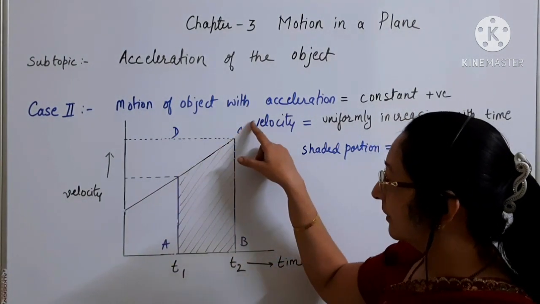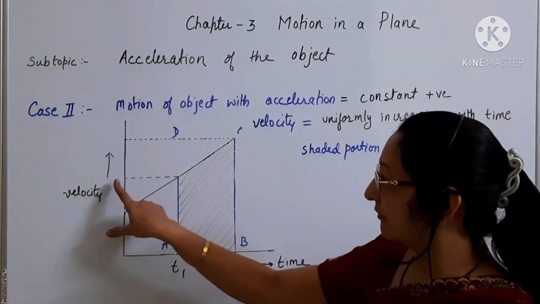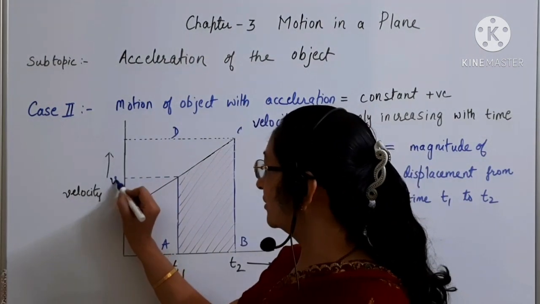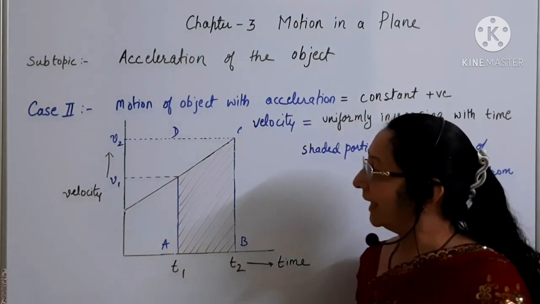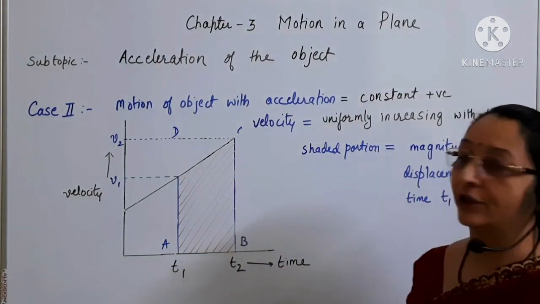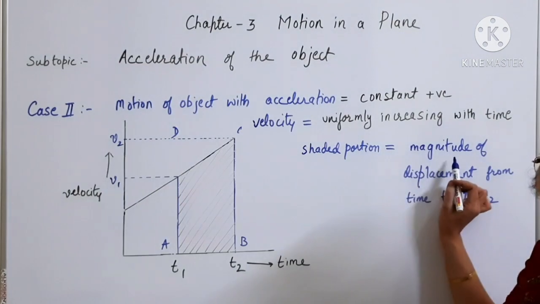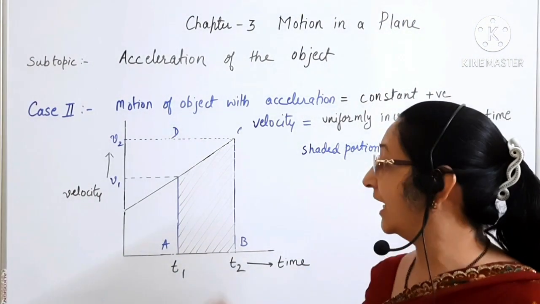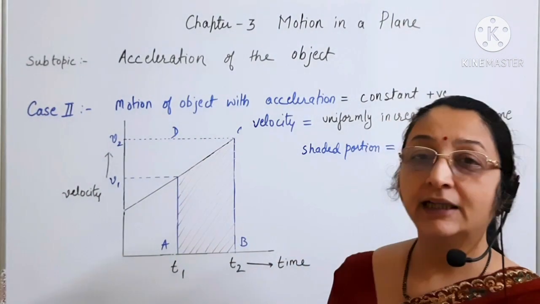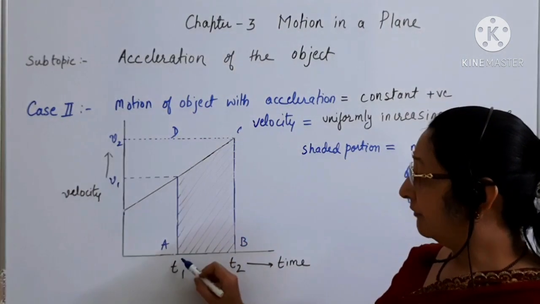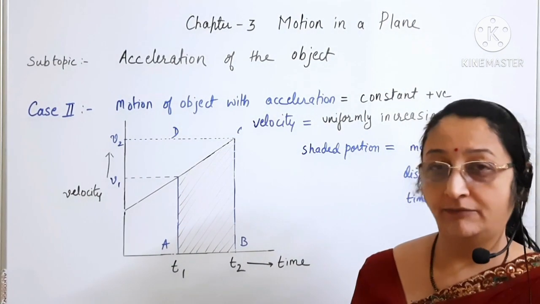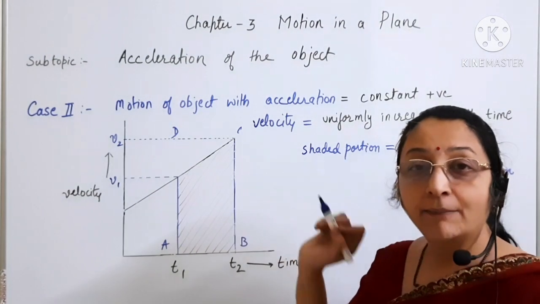And in this way, at t1 the velocity is v1, at t2 the velocity is v2, and in this way the velocity is uniformly increasing. This shaded portion again is showing the magnitude of displacement. Particle displacement किती झालेली आहे, ही तर शेडेड एरिया जर आपण फाइंड केली, तर आपल्याला आपला पार्टिकल या t1 पासून t2 पर्यंत कॉन्स्टंट ॲक्सिलरेशननी, इन्क्रीजिंग व्हेलॉसिटीनी मूव्ह होत असताना त्याची डिस्प्लेसमेंट किती झाली हे आपल्याला शेडेड पोर्शन सांगणार आहे.